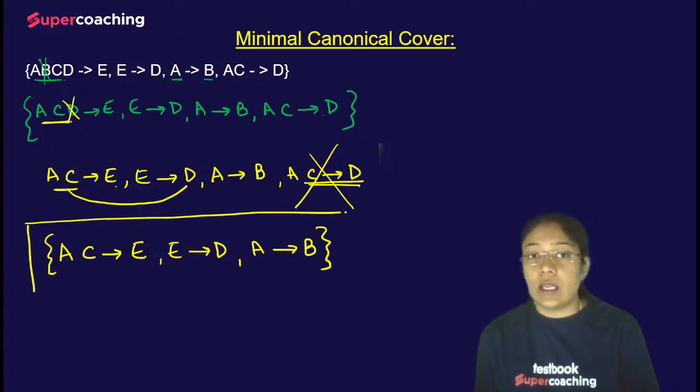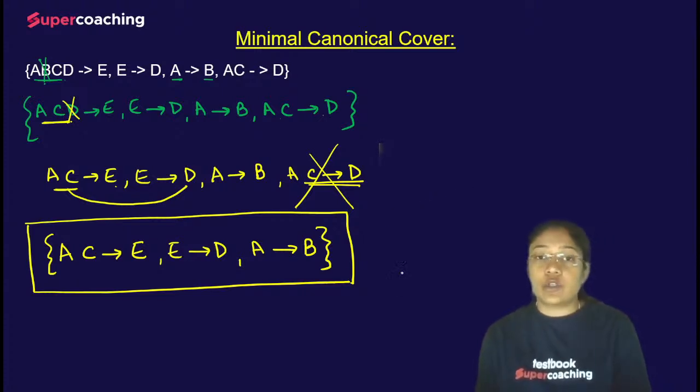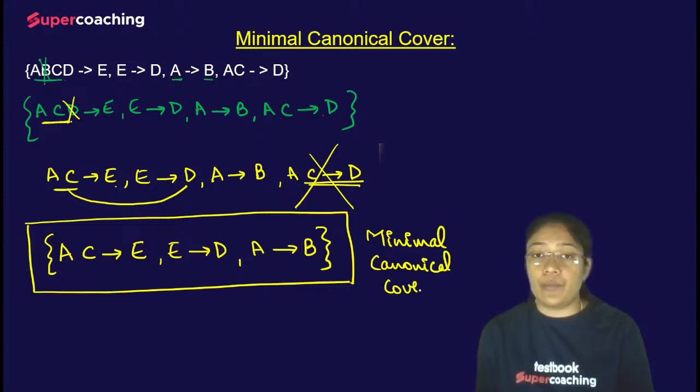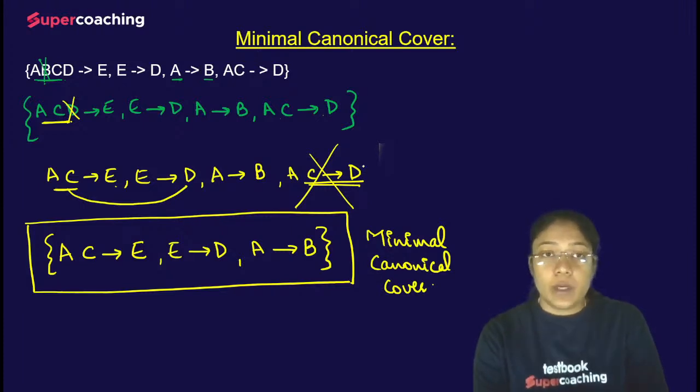So in this question, we had a combination of extra attributes as well as the functional dependencies. So this is the minimal cover. Minimal canonical cover. Okay. So this is about the minimal canonical cover.